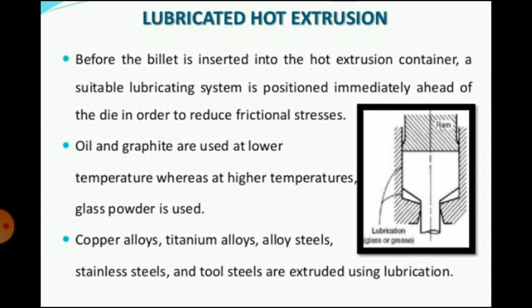Oil and graphite are used at lower temperatures, whereas at higher temperatures, glass powder is used. Copper alloys, titanium alloys, alloy steels, stainless steels, and tool steels are extruded using the lubricated hot extrusion process. You can see in the diagram there is a lubrication of glass powder that is placed ahead of the ram.